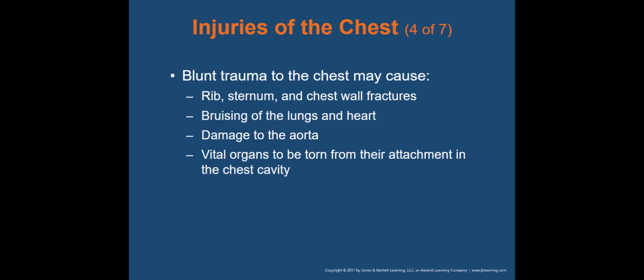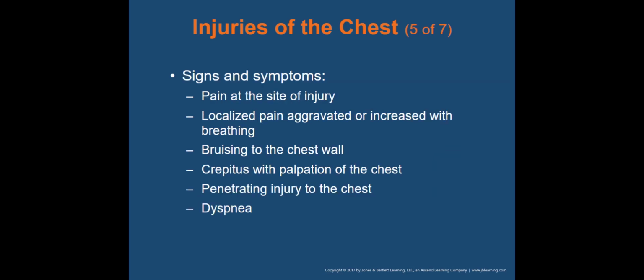Blunt trauma to the chest can cause rib, sternum, and chest wall fractures, bruising of the lungs and heart, and damage to the aorta, and vital organs can be torn from their attachment places within the chest cavity as well. Signs and symptoms include pain at the site of injury, localized pain aggravated or increased with breathing. Also positionally, sitting up or laying back may increase pain. Bruising to the chest wall, crepitus, which is that grating feeling with palpation of the chest, and then penetrating injury to the chest, and of course, difficulty breathing.